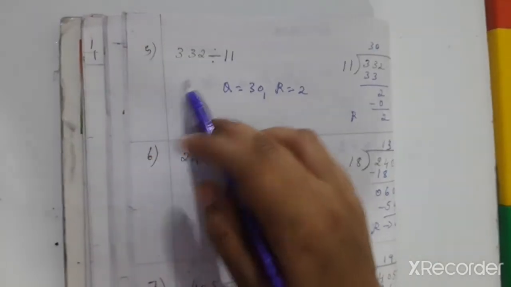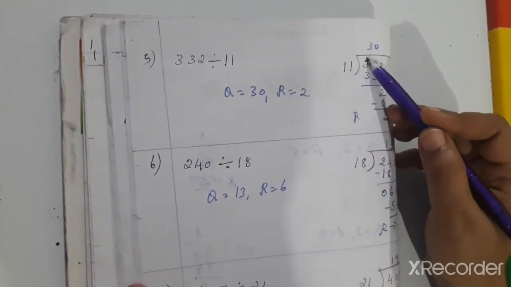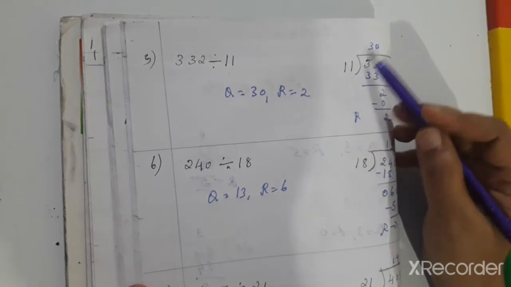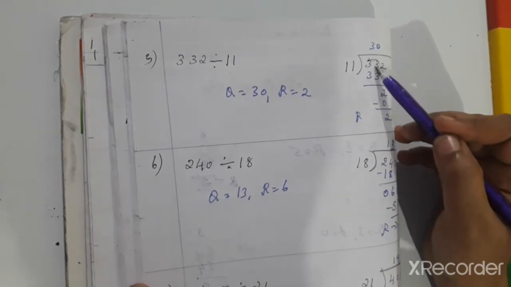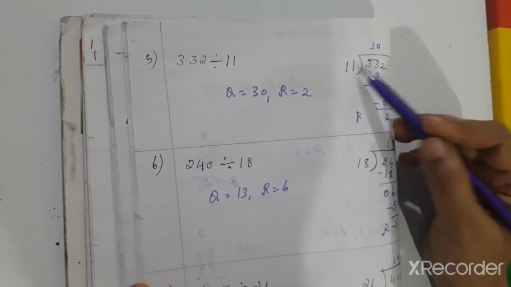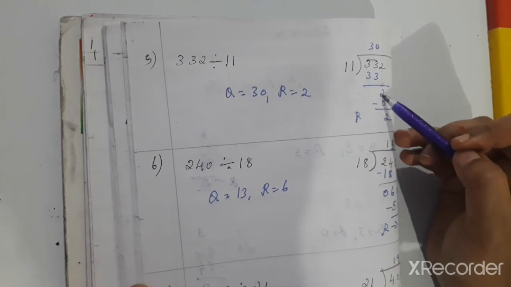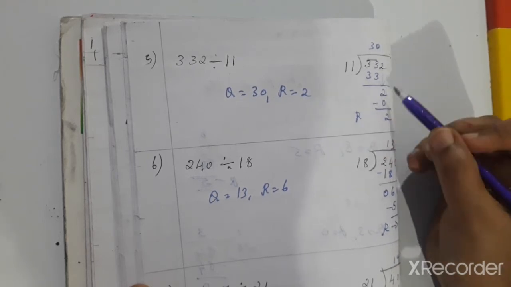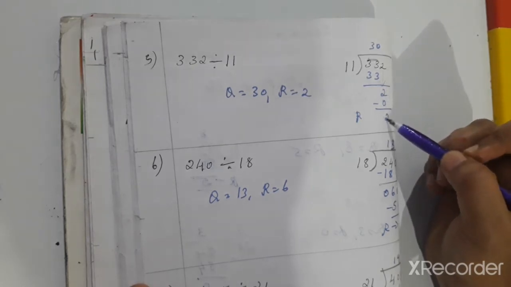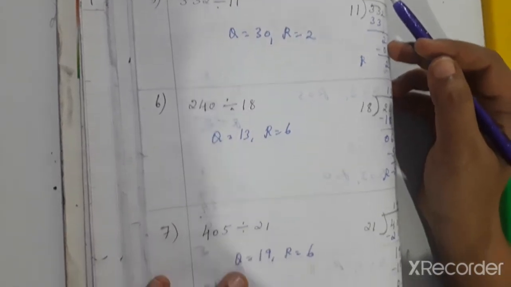Now fifth question, 332 divided by 11. 11 here, nearer to 30, so 3. We can't take less than 11, so we have to consider 2 digits, that is 33. 11 3s are 33. 33 minus 33 is 0, no need to write, bring this 2 down. 11 ones are 11, that is greater than 2, so the nearer is 11 zeros are 0. So 2 minus 0 is 2 again, remainder is 2, quotient is 30.